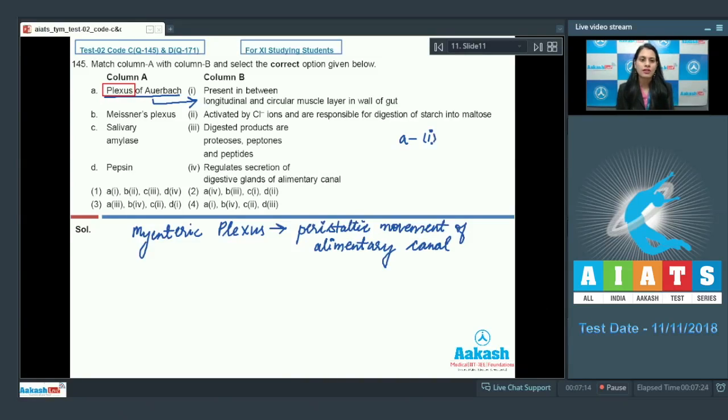The second option in column A given is Meissner's plexus, also known as submucosal plexus. It is a plexus which is present between the muscular coat and mucosa and is responsible for the secretion of different digestive glands of alimentary canal. So B in column A goes with fourth option in column B.